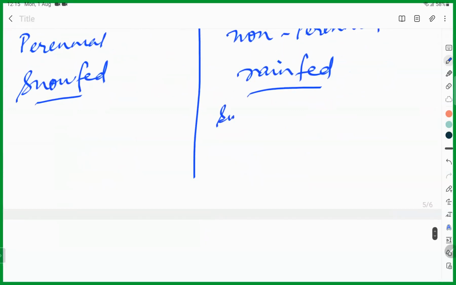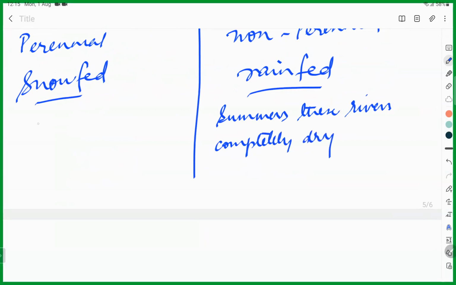Now, rain fed also means that during the summers these rivers completely dry up. Whereas during summers, because these are snow fed rivers, they have water in summers as well, right? Right, class? Yes, ma'am. Chaliye, perfect. Okay.